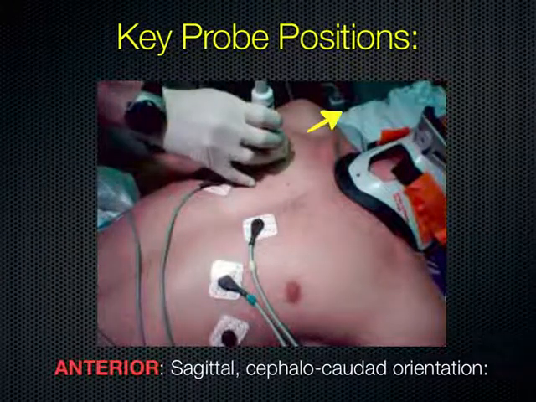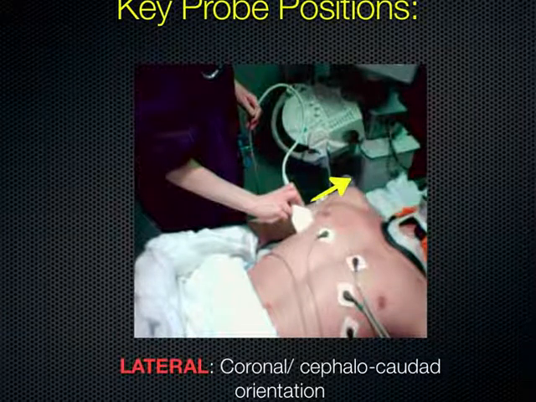There are several key probe positions. The indicator for the evaluation of the anterior chest should go towards the head. This is the orientation marker. And anteriorly we look at the sagittal orientation, with cephalocaudal orientation, intersecting two ribs and the pleural line beneath. Laterally, with the probe indicator again towards the head, we achieve a coronal picture.